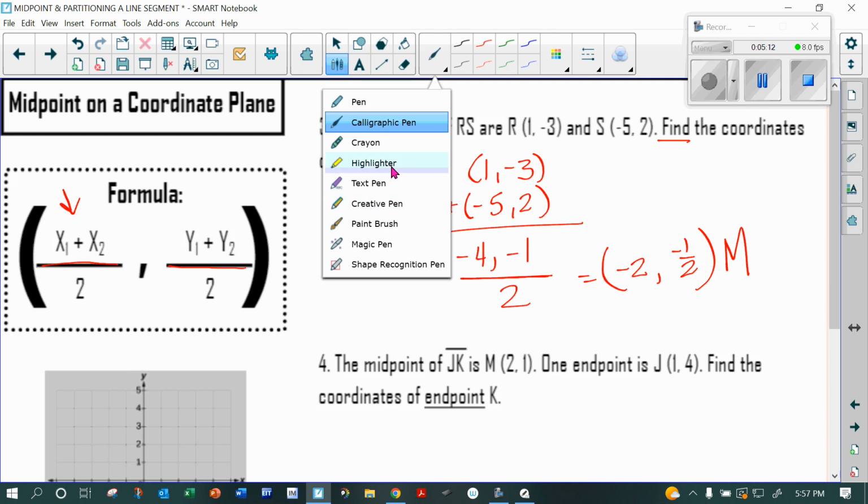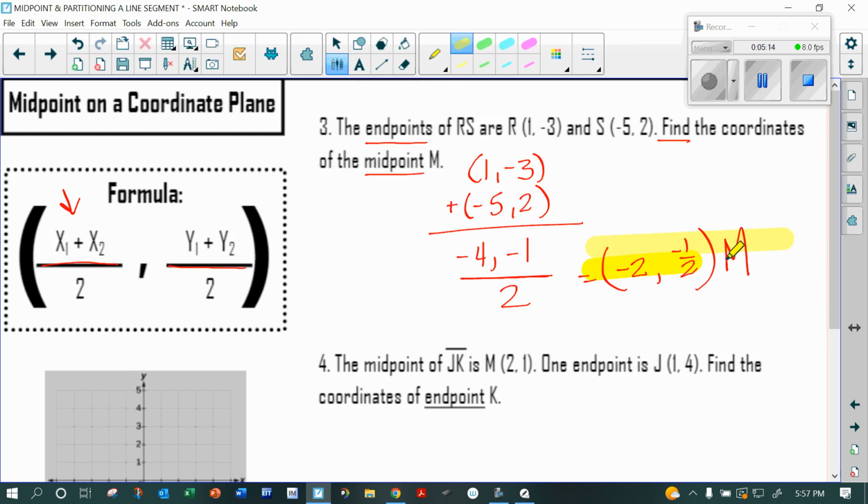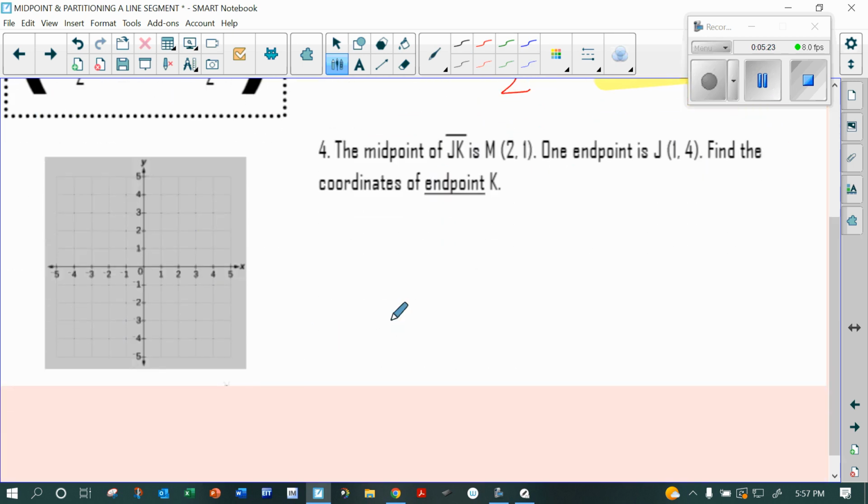This is your midpoint. You are done. That is the answer. Okay. Now, if we're on a coordinate plane over here, we can plot the points so we can kind of see what's going on. So the midpoint of JK is 2, 1.